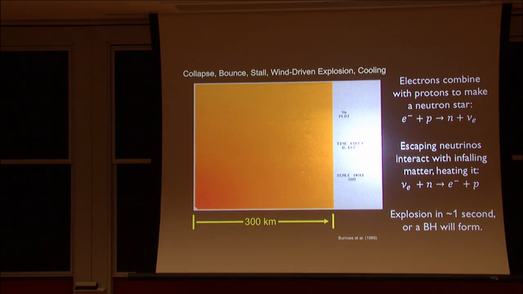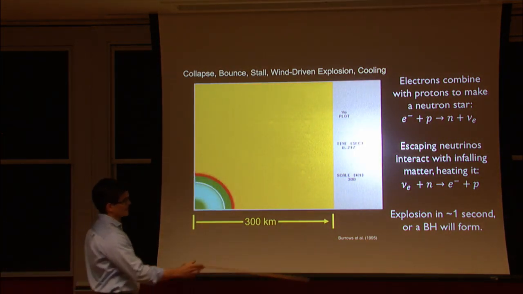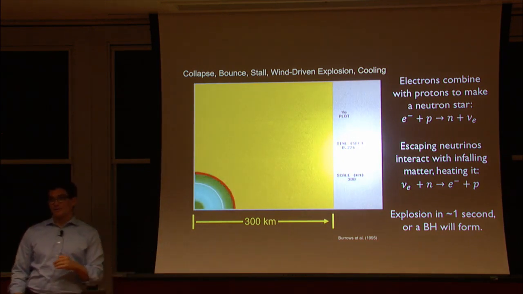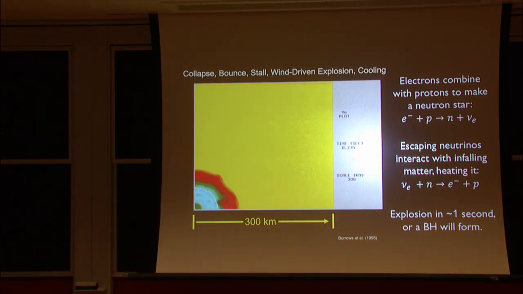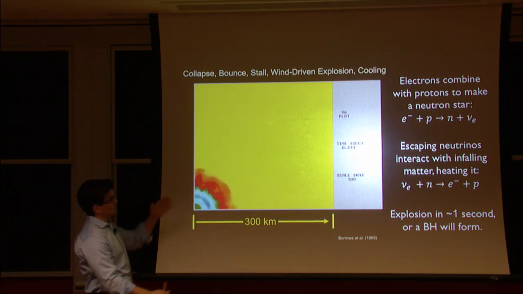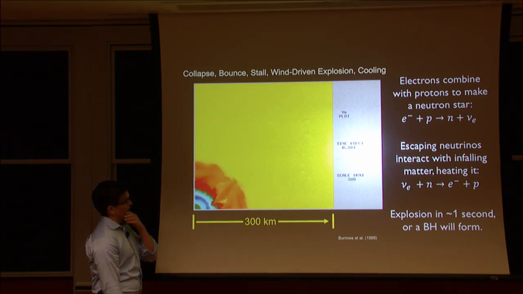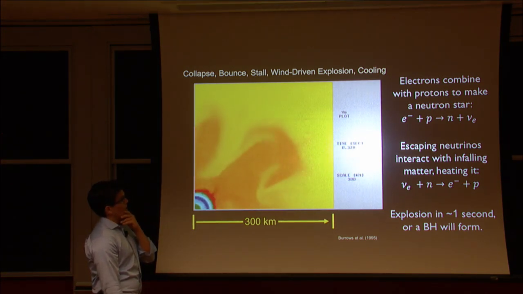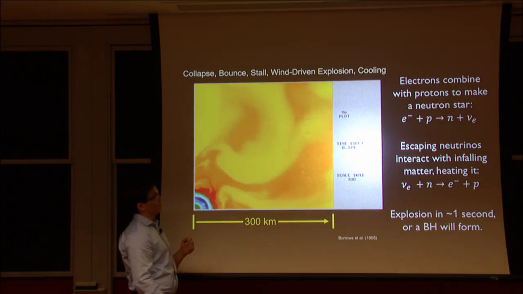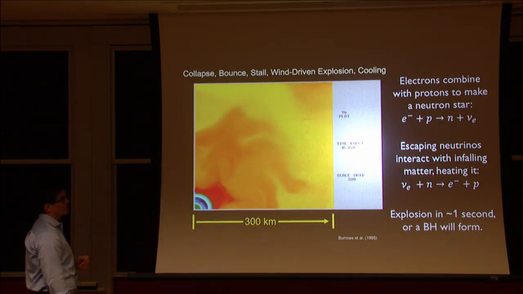So here's a movie, Burrows, 1995. I dug this up from the last millennium. What you see is the inner 300 kilometers of a star in a wedge. This is a two-dimensional simulation. It's a plot of Y_e, and it's great. It's very pedagogical. I show it a lot. I'll just show you the evolution. You're seeing about 0.4 or so seconds of total evolution.